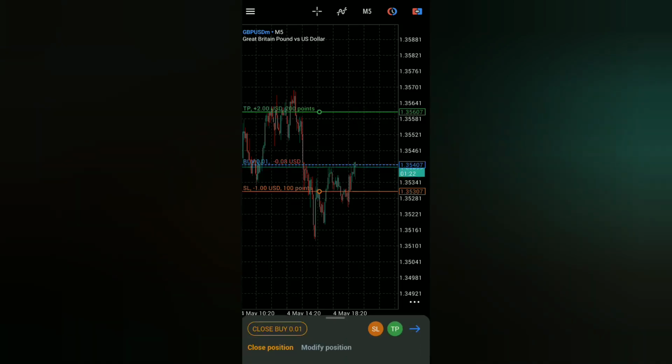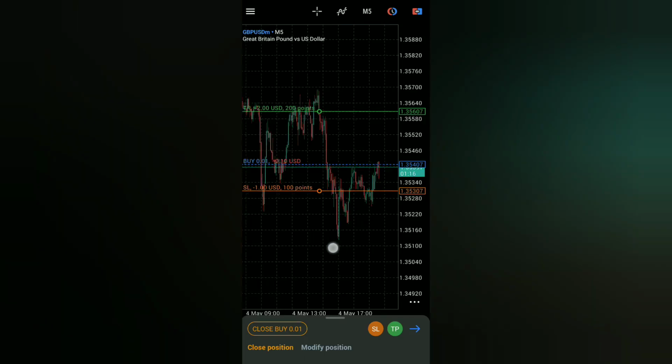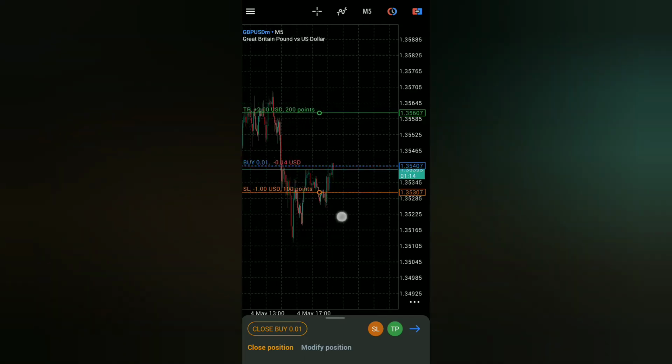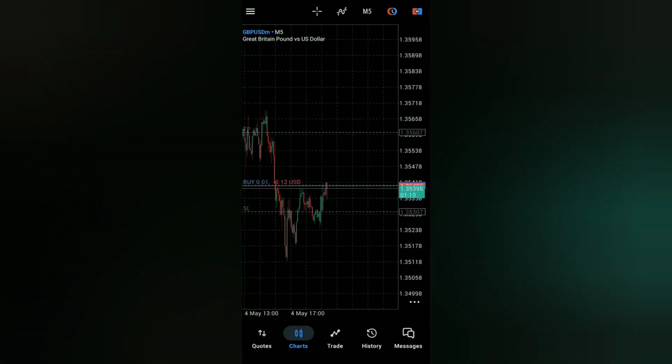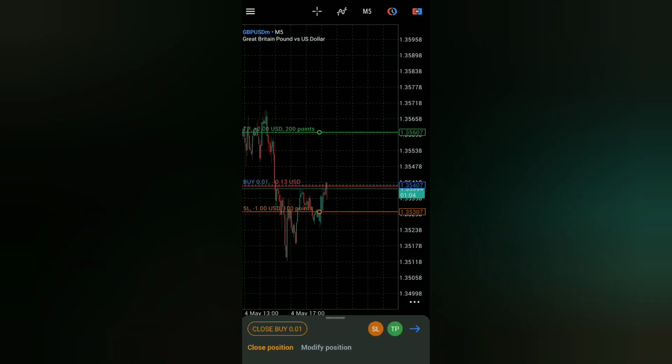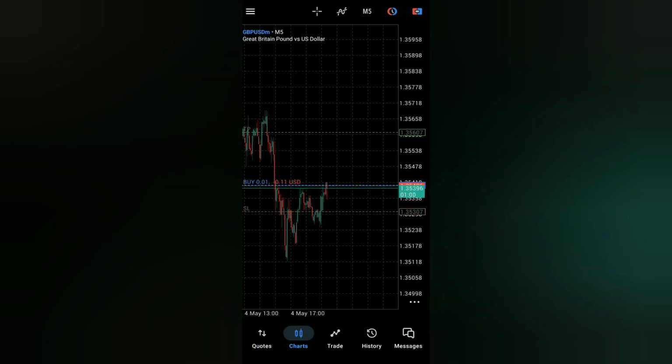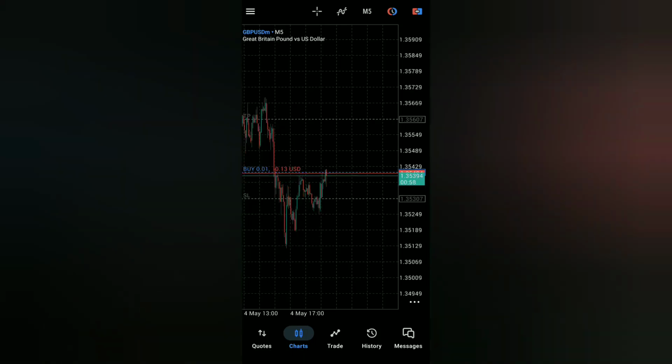So I'm risking $1, that is minus $1, to make plus $2. When this candle moves from up here to down here, I will lose $1. But when it moves from up here to up here, I'll make $2. Do you understand now? So that is how it works.